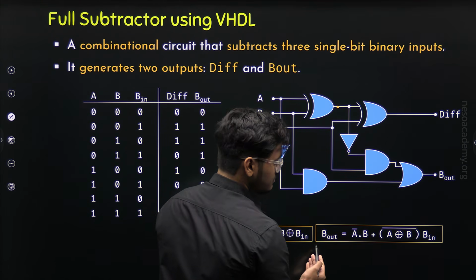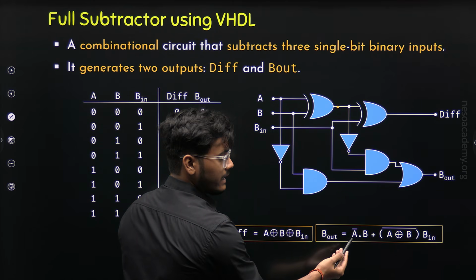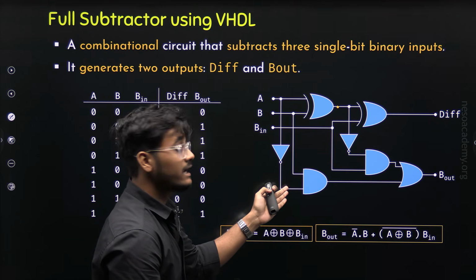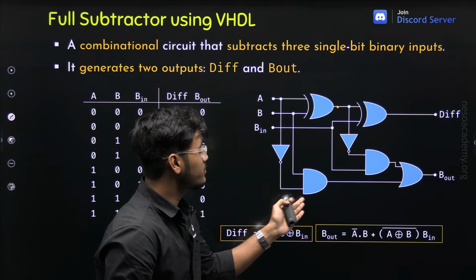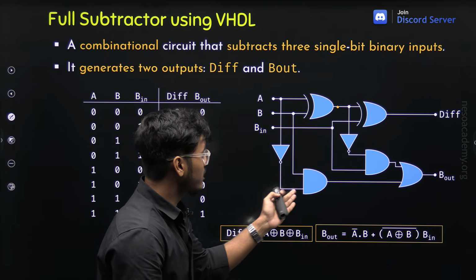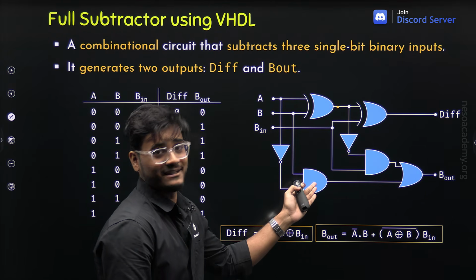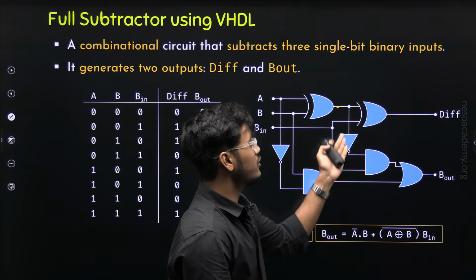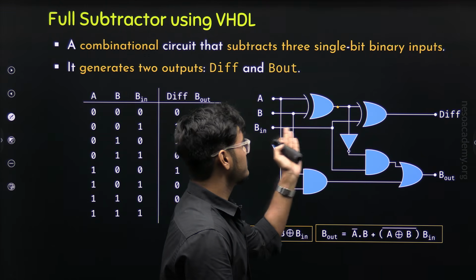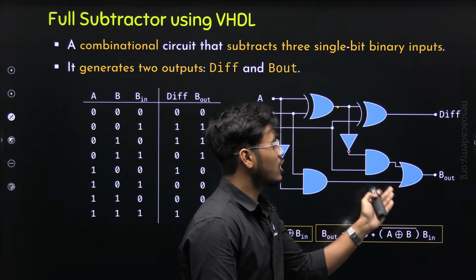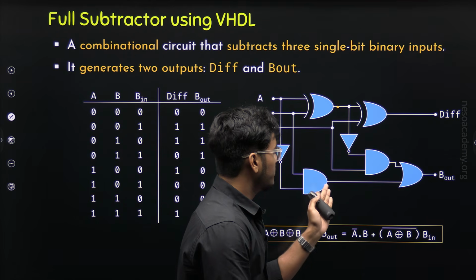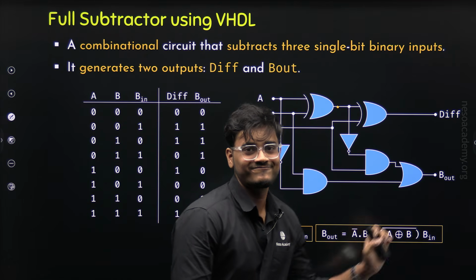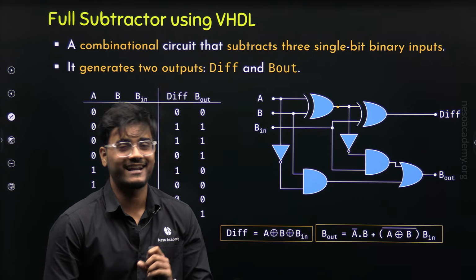Now, focus on the borrow out. Here, the first term is A complement and B. And here we can see this NOT gate is performing A complement. Therefore, the output of this AND gate is A complement and B. Similarly, the output of this AND gate is complement of A XOR B and B in. And this OR gate is performing the OR operation between these two outputs. And we are getting our borrow out, which means our logic diagram is correct.